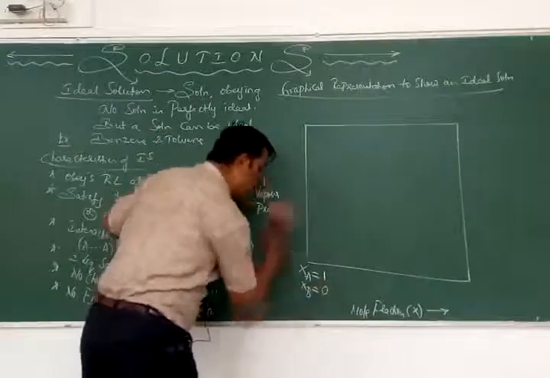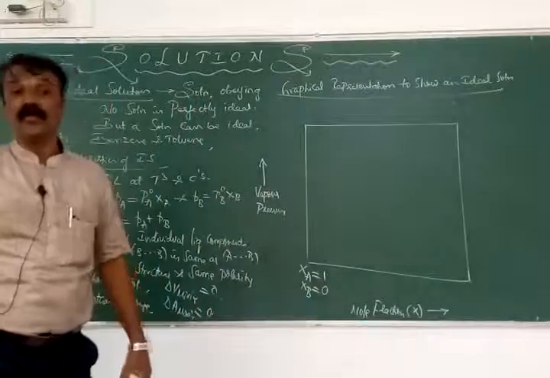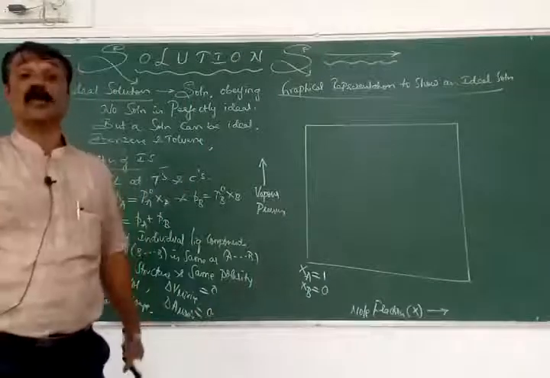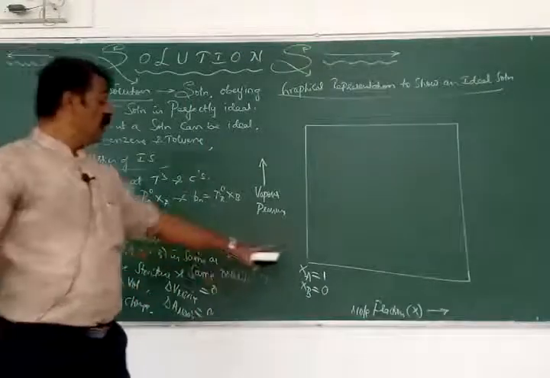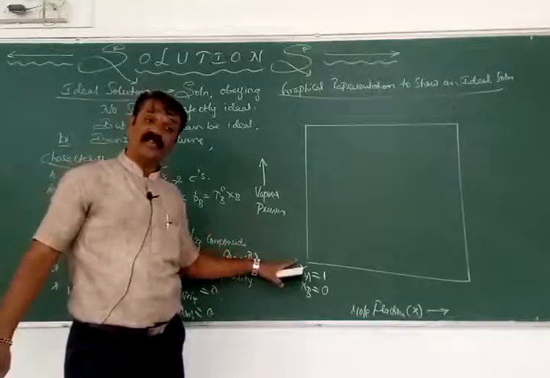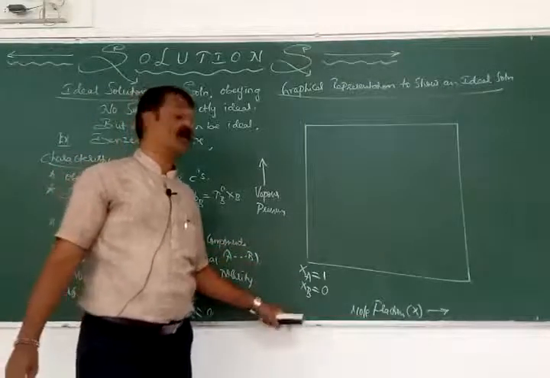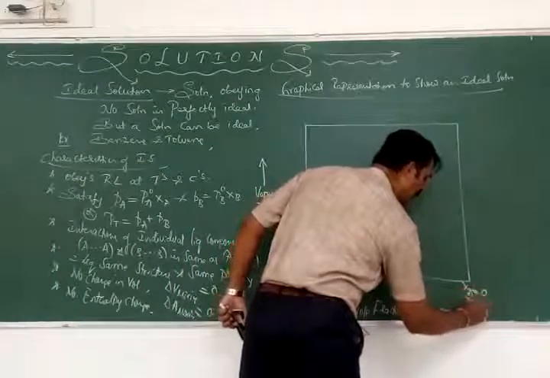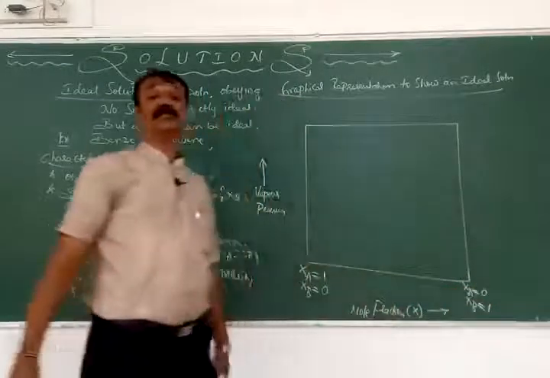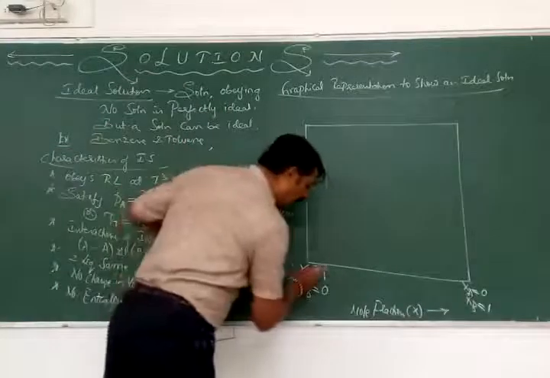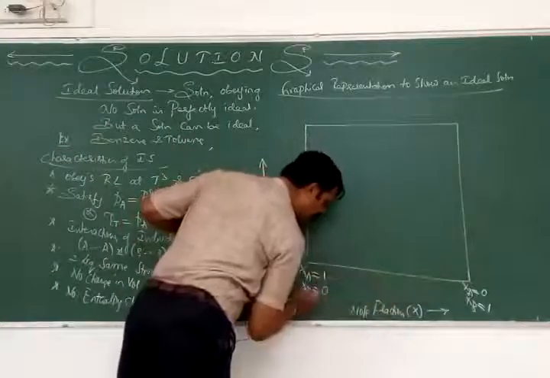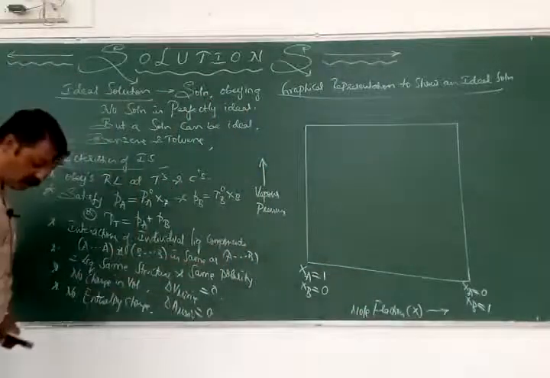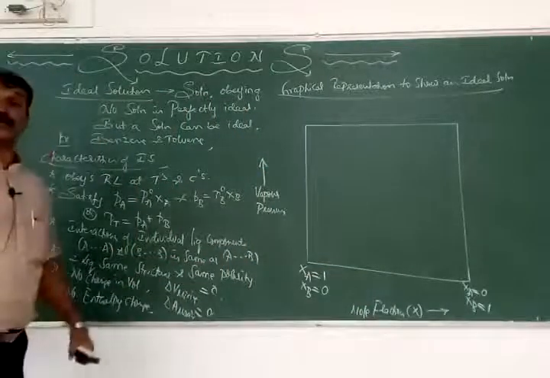Therefore, this must be 0, because we know that in a liquid mixture consisting of a solute and a solvent, the sum of the mole fractions is always equal to what? 1. Means if the mole fraction of A is 1, then B must be equal to 0. So XA is equal to 0 and XB is equal to 1. As the mole fraction of A goes on decreasing, the mole fraction of B goes on increasing, such that their sum must be exactly equal to 1.